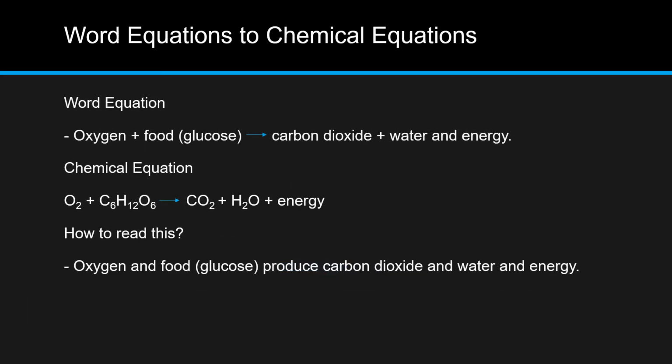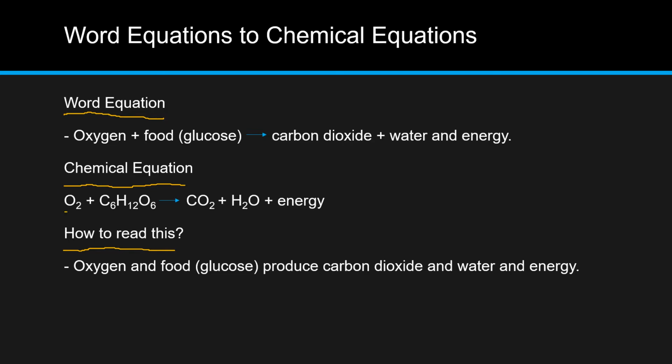We're going to have a few more definitions too. We have this definition of what is a word equation versus what is a chemical equation, and then how do we actually read these equations. And so for a word equation, this is where we're just putting in the words, but we're writing it like a chemical formula. And so you can see we have oxygen plus food or glucose, and that produces carbon dioxide and water and energy. In a chemical equation, you can see this is where I actually show the chemicals.